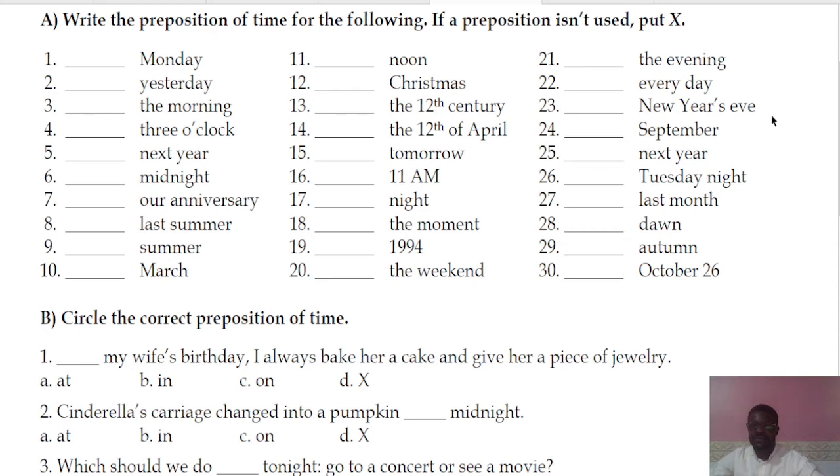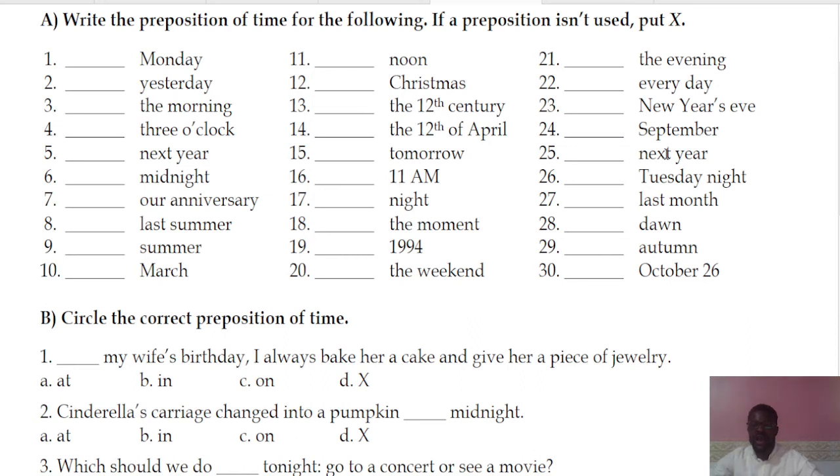New Year's Eve. We're talking about the day before New Year's Day. That means December 31st night. So that it is a day. So we use on New Year's Eve. Here we've got September. I told you for all the months of the year, we use in September, in October, in November, in January.